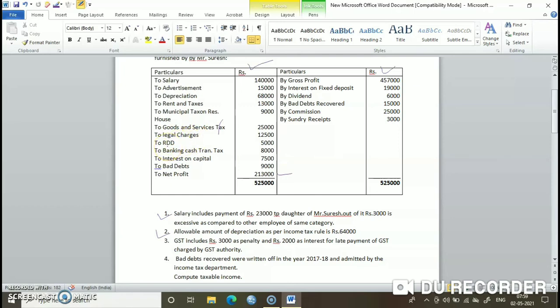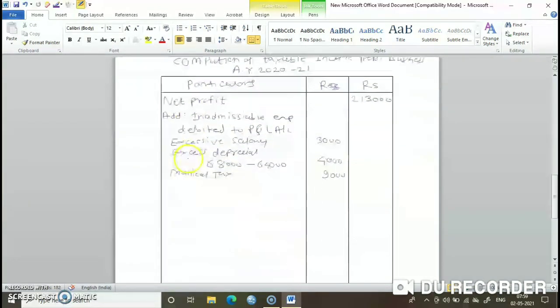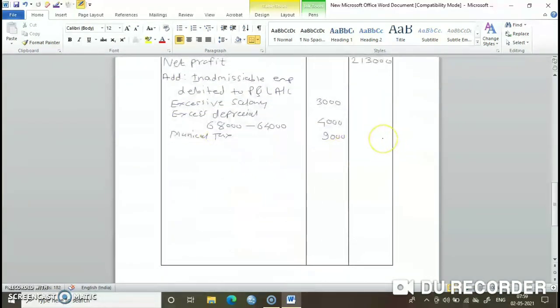RDD rupees 5,000. Normally RDD is the reserve for doubtful debt, that is, a provision has been made. Any type of provision made by the businessman, if it is debited to profit and loss account, is always disallowed. So whatever RDD means, whatever provision is made, is always disallowed. So 5,000 RDD is also disallowed as a business expenditure.